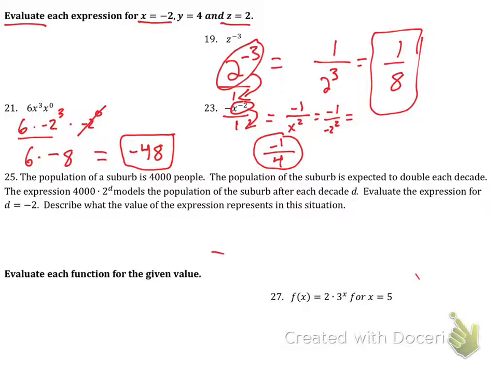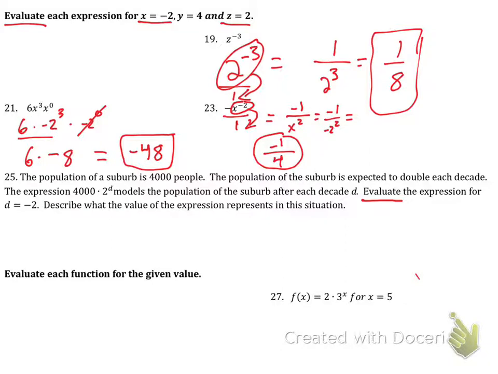25, we're looking at the population of a suburb is 4,000 people. The population of the suburb is expected to double each decade. The expression 4,000 times 2 to the d models the population of the suburb for each decade. Evaluate, which means plug in, the expression for d equals negative 2. Describe what the value of the expression represents.